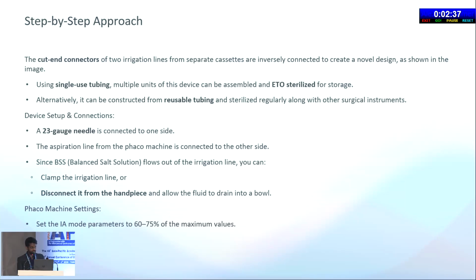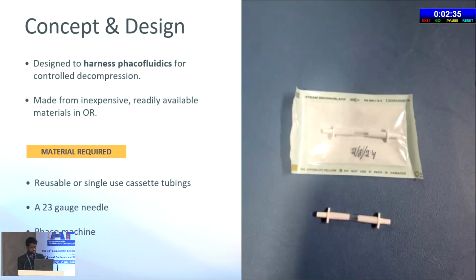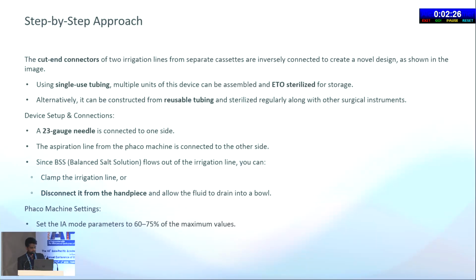And then one end is connected to the 23-gauge needle, and the other end is connected to the aspiration line of the phaco machine. You put the machine in IA mode or a visco mode, and then you go with the 23-gauge needle with the bevel down in the center of the capsule, and directly puncture the capsule.